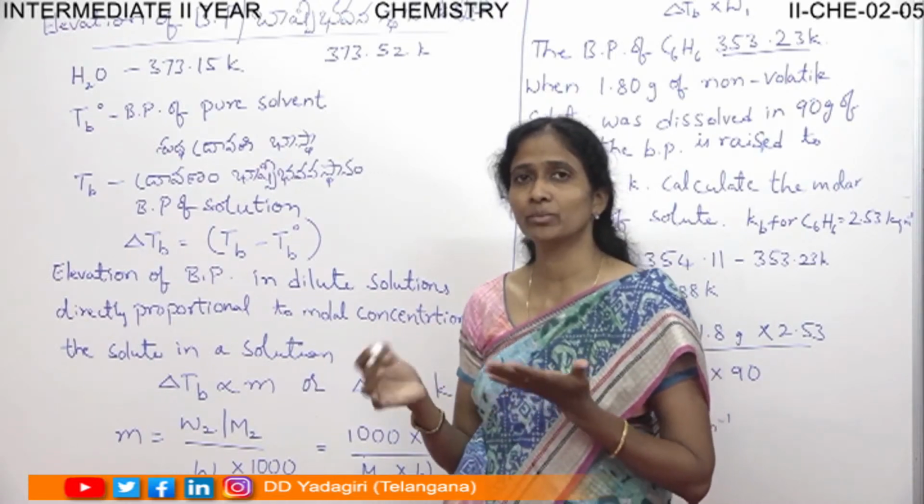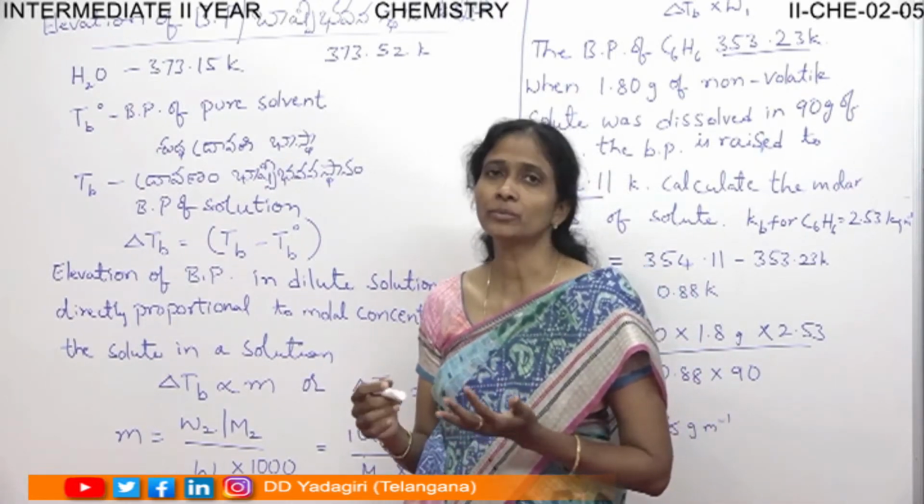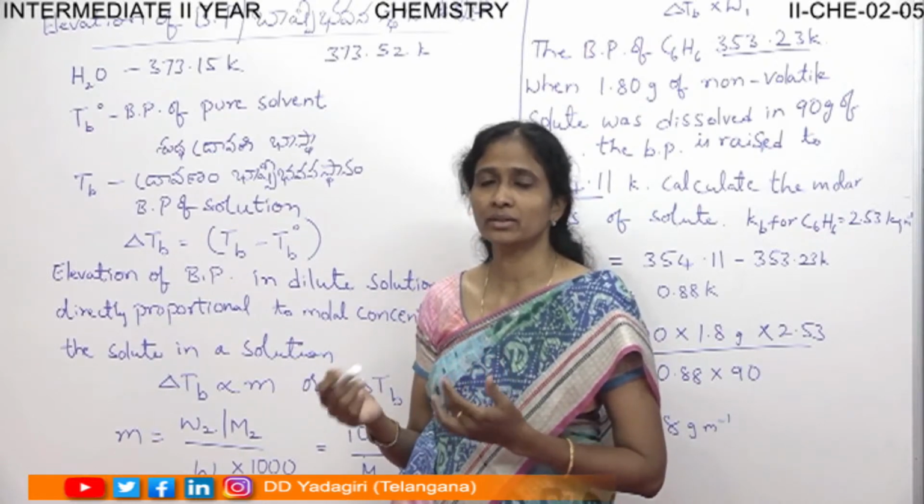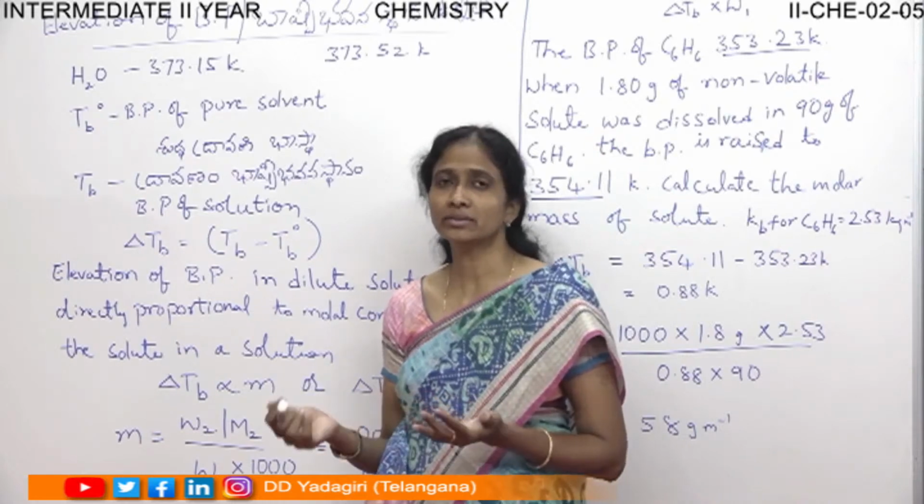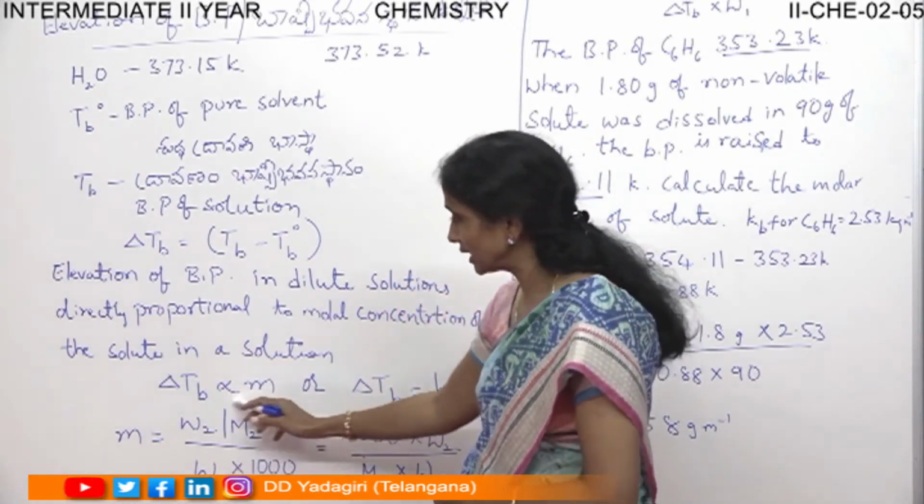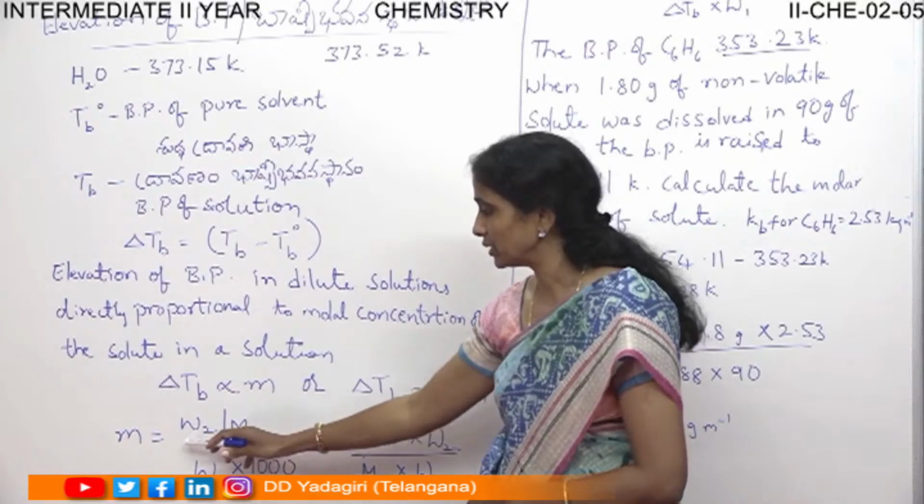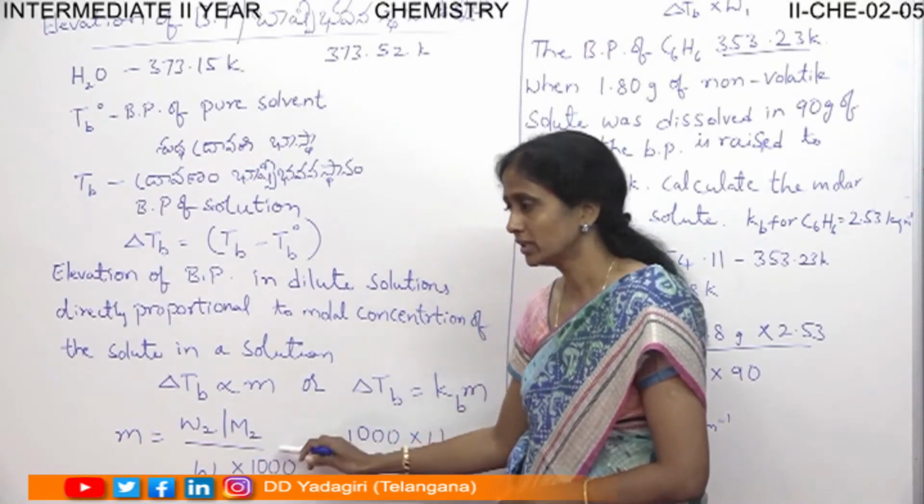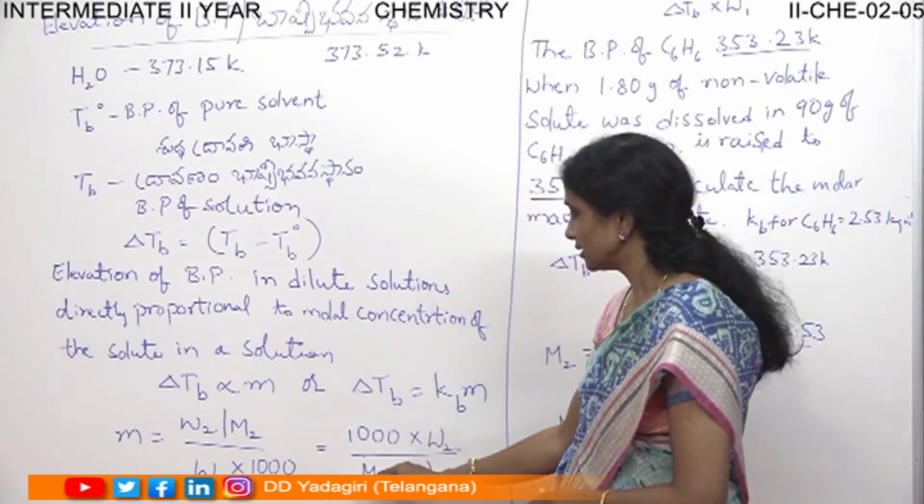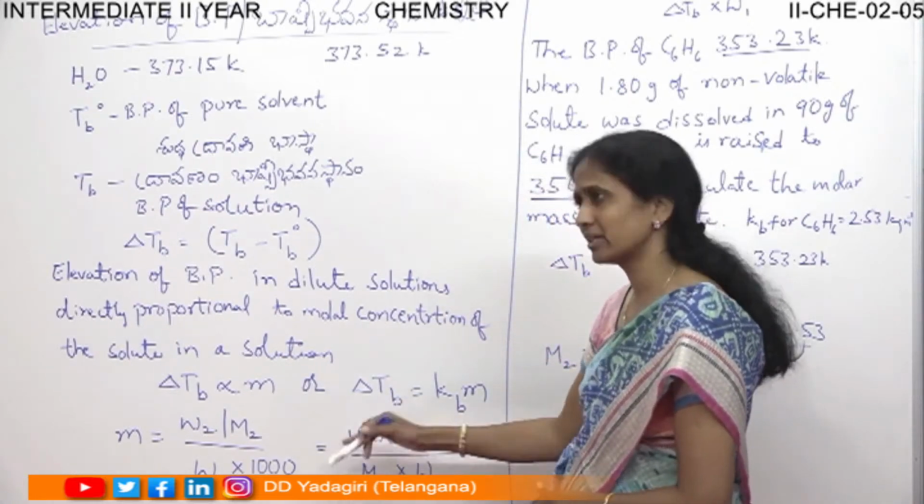Molality equals weight by molecular weight into 1 by A in kilograms, or weight by molecular weight into 1000 by A in grams. So that's what we have written here. So m equals W2 by M2 by W1 into 1000. So we can change this.